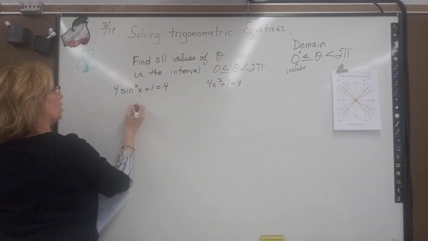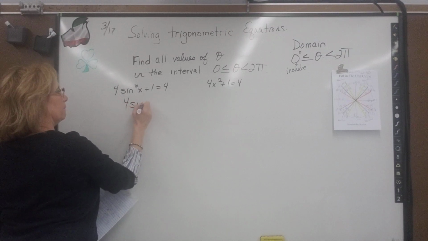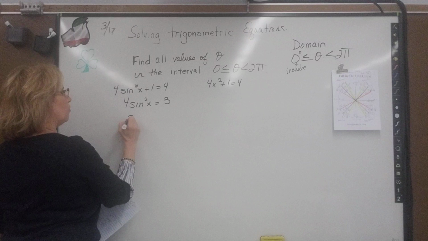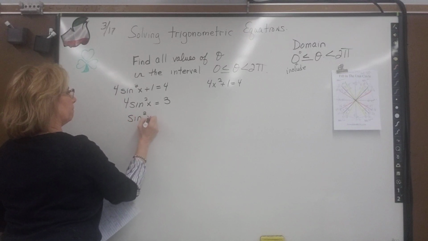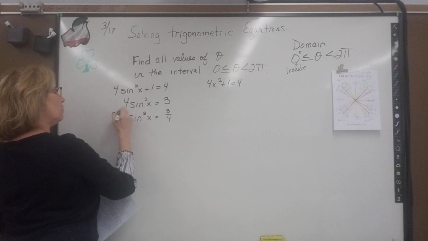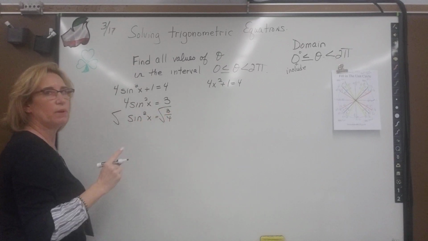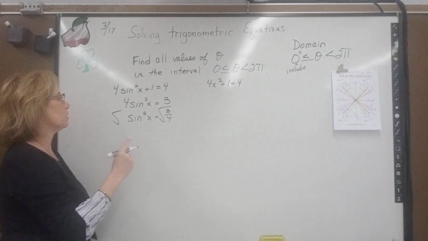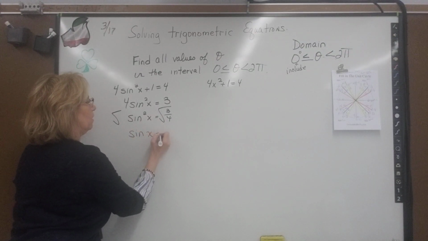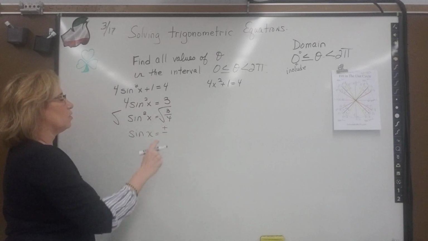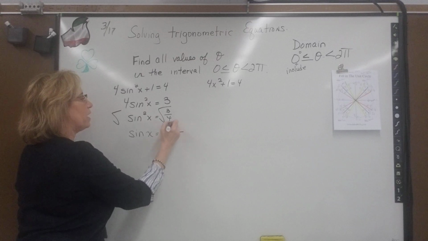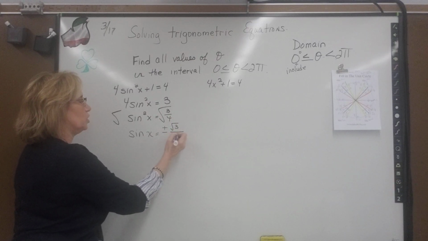We can bring the 1 over. We could divide both sides by 4. And to get rid of something squared, of course, we're going to square root. Remember, whenever you use square root, it's got to be plus or minus. Now, when we square root this, 3 is not a perfect square, so it stays under the radical, but 4 is, so this becomes 2.